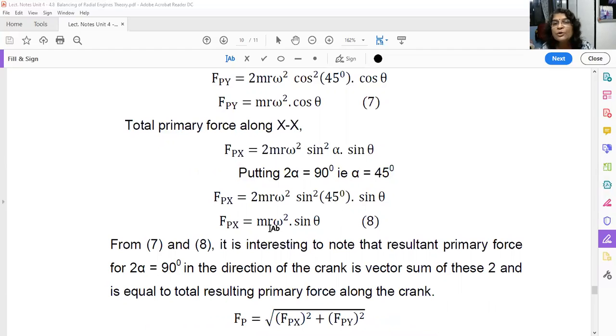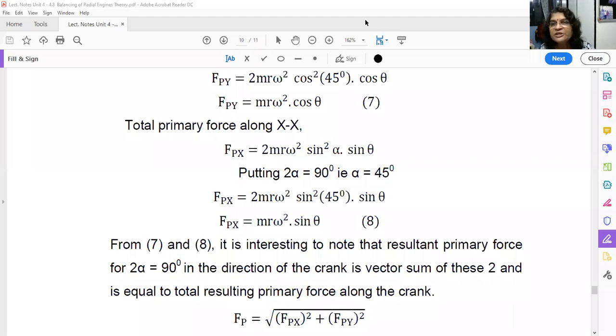Okay, so again sine 45 is 1 upon root 2, so sine square is 1 upon 2. 2 will get cancelled with these 2. So what is remaining? Fpx is equal to mr omega square into sine theta. Okay, so this is your equation number 8.